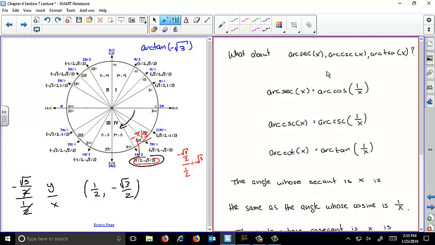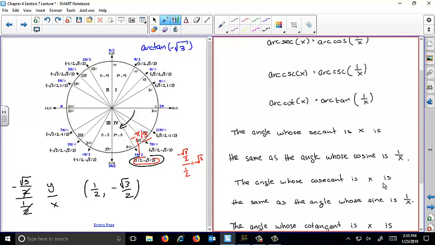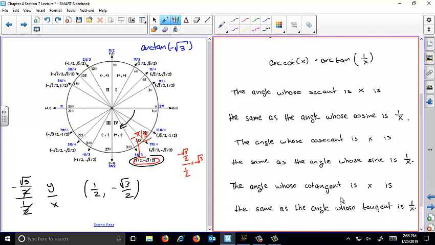Now, I mentioned this earlier, but here it is formally. If you need to do the arc secant, the arc cosecant, and the arc cotangent, all you do is you take the arc cosine of 1 over the argument, and the same for the other two. So the angle whose secant is x is the same as the angle whose cosine is 1 over x. The angle whose cosecant is x is the same as the angle whose sine is 1 over x. The angle whose cotangent is x is the same as the angle whose tangent is 1 over x. And what we're trying to do is find an angle. So as long as we find the right angle, then we're good. That's what we're looking for.